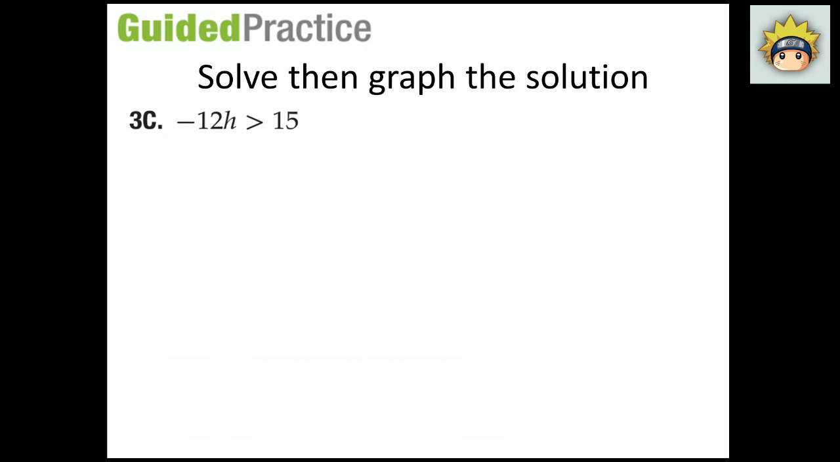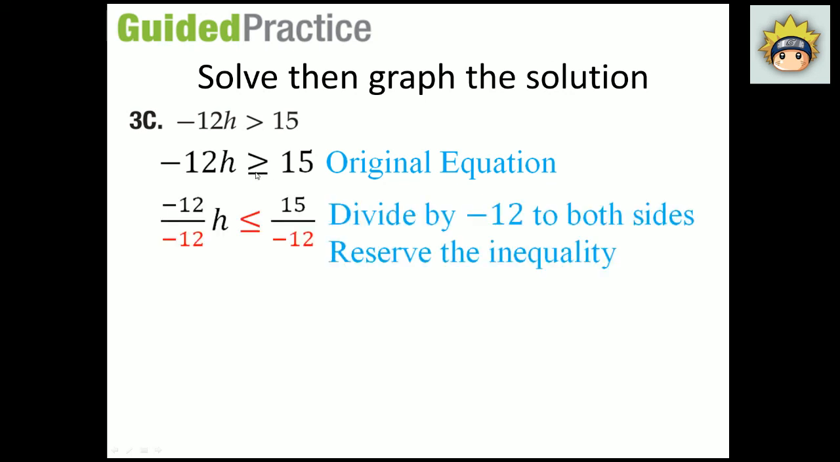3C, negative 12h is greater than 15. Here's my original equation. Ooh, that is off. This should be just a greater than symbol. Okay. I divide both sides by negative 12, and in the process I flip the inequality. So I divide by negative 12 to both sides.